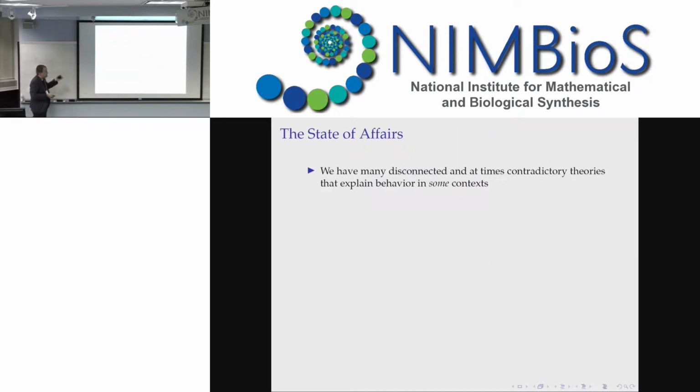So what I'm trying to say is that behavioral and experimental economics is now mostly many disconnected and contradictory theories which explain some behavior in some contexts. But we don't know in which context which theory should be applied. And this is never discussed much, unfortunately, until now.